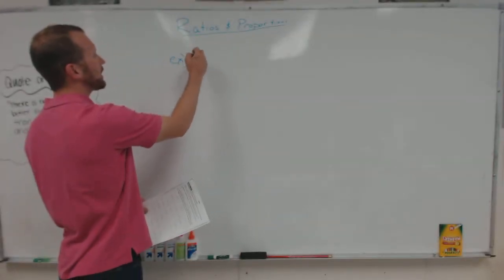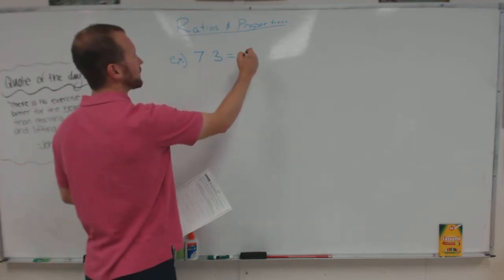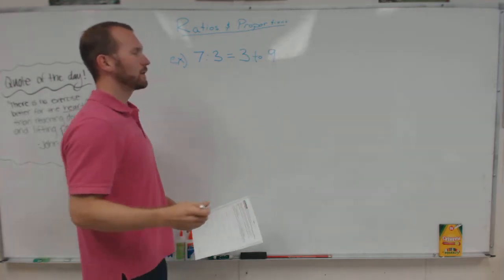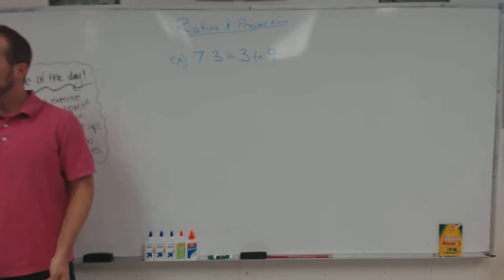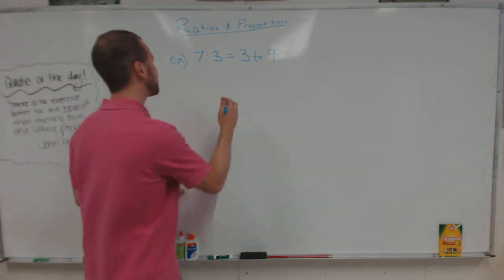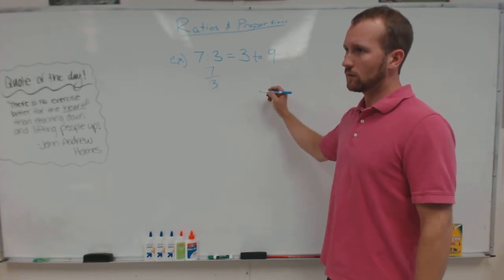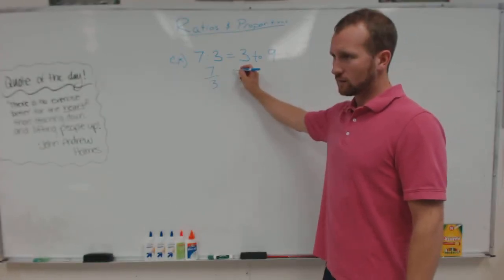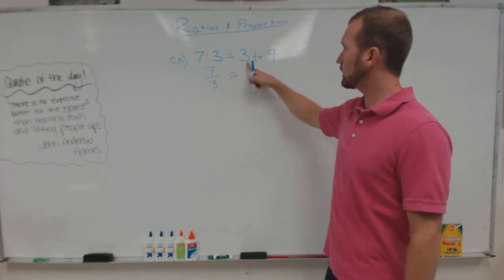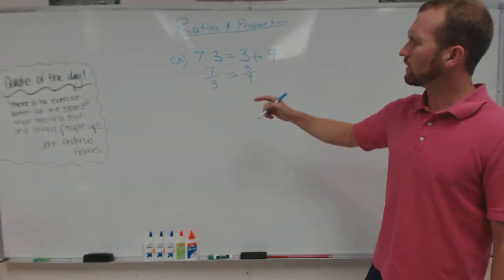Let's try another example. Let's try what would maybe be considered a counter example. What if we had this? Okay. What's our first step going to be? Let's write them as fractions. So Shelby. Good. 7 over 3 equals 3 over 9.